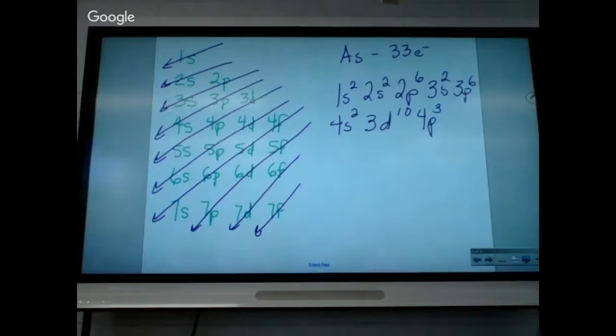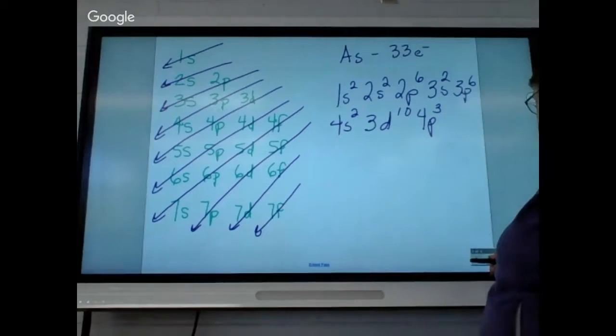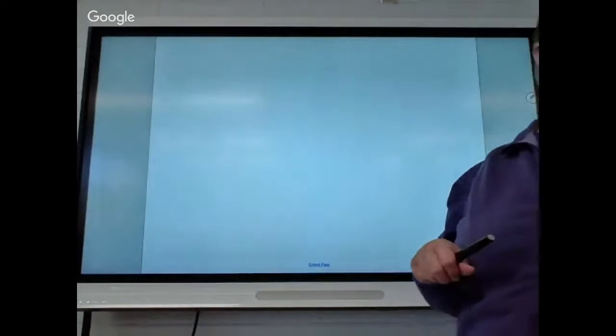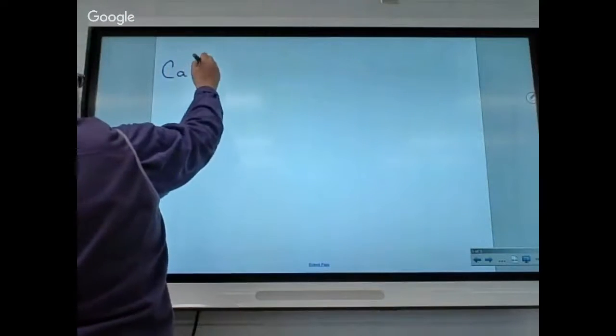All right, can we talk about homework? All right, so homework, the first one I asked for was which one? Which one? Ca? Calcium has 20 electrons.